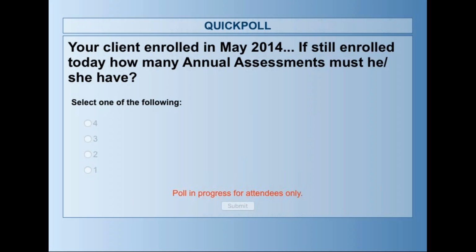This is a scenario that I'm posting here for you. Your client is enrolled in May 2014. If this client is still enrolled today, how many annual assessments must he or she have? All right, you have a client that was enrolled in 2014, and if this client is still enrolled today, how many annual assessments must she or he have in their enrollment?